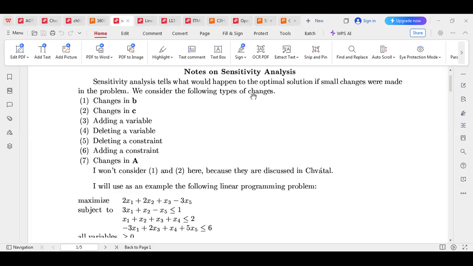Suppose we consider the following types of changes: changes in the requirement vector B, changes in the cost vector C, adding any variable, slack variable, surplus variable or artificial variable, deleting any variable, deleting a constraint, adding a constraint, and changes in the coefficient matrix of the constraints. So there are maybe 7 types of changes in sensitivity analysis. Today we will discuss only the changes in the requirement vector B and the cost vector C.